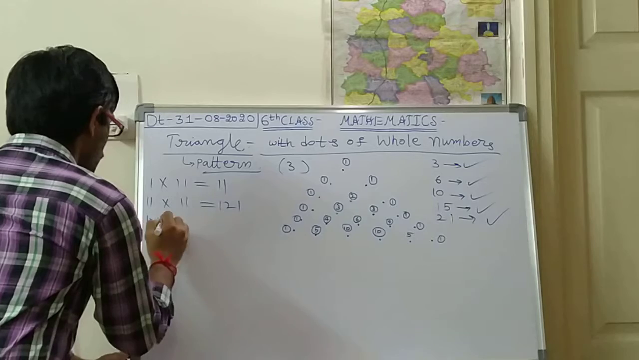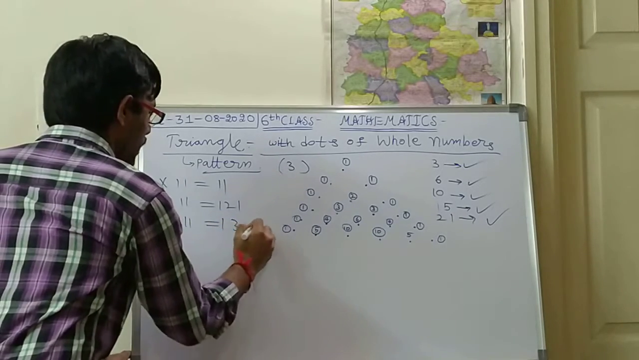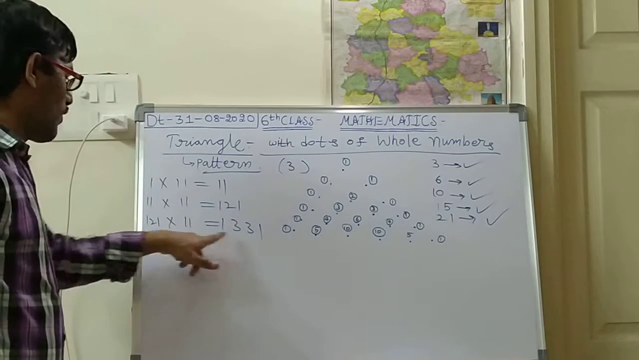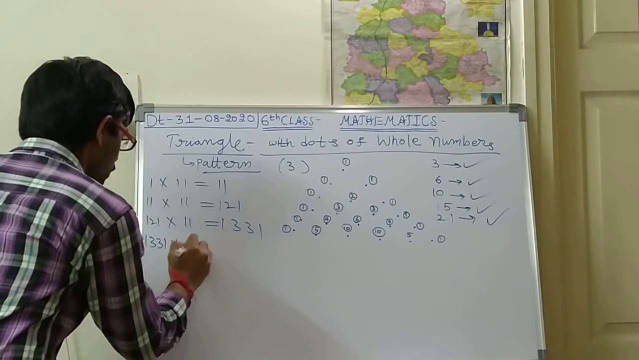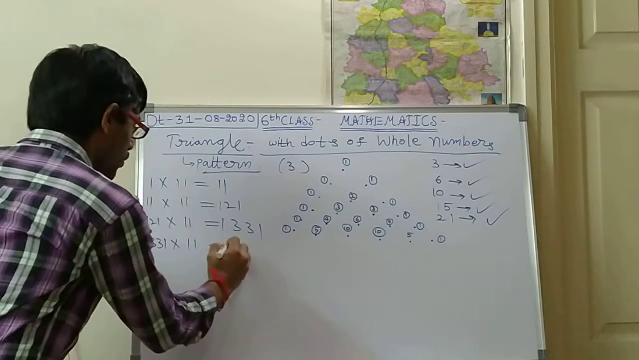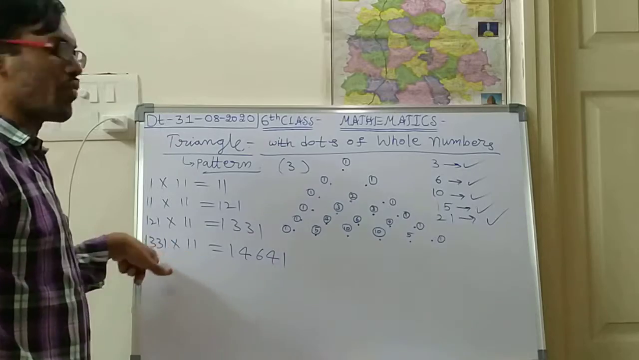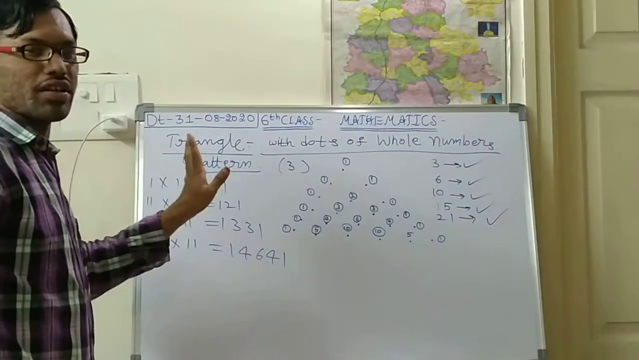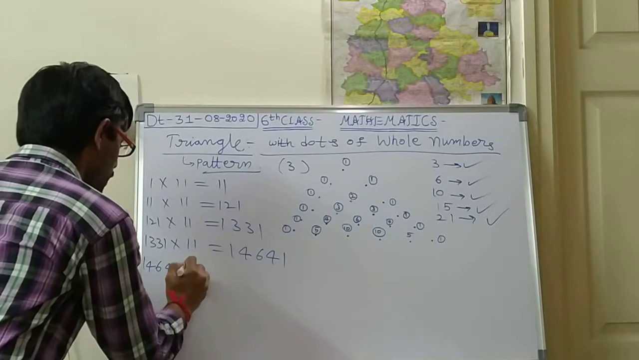Next, 121 into 11. What is this one? 1, 3, 3, 1. 121 into 11 is 1, 3, 3, 1. Again 1, 3, 3, 1 into 11. What is this answer? 1, 4, 6, 4, 1. If you want, you can do the product, then you will get the same answer. Okay, so next 1, 4, 6, 4, 1 into 11.